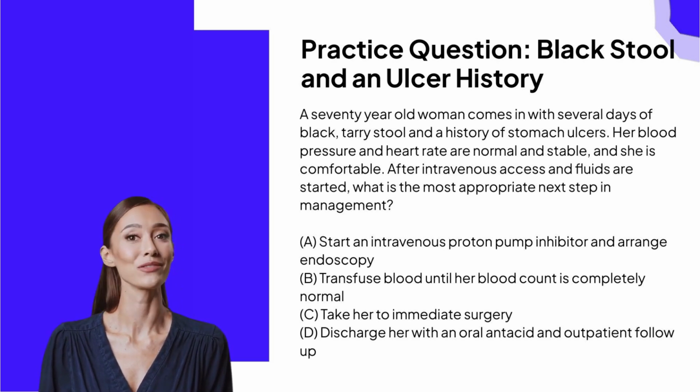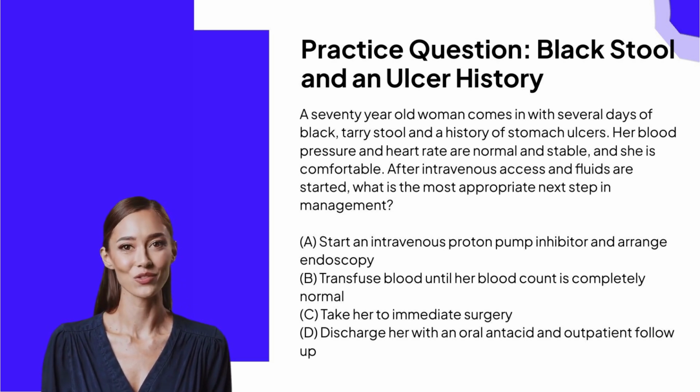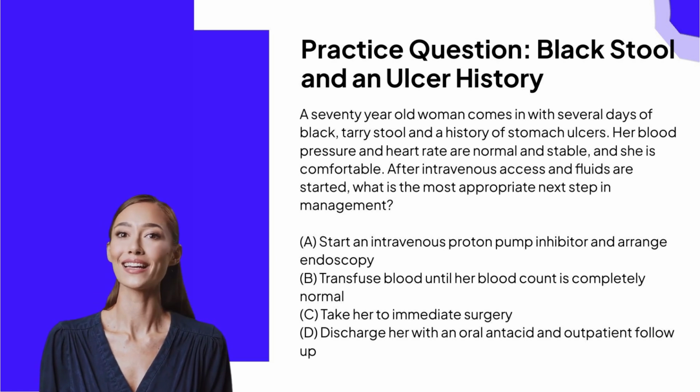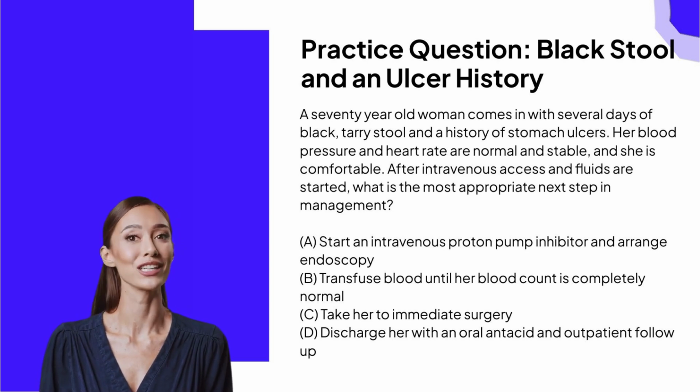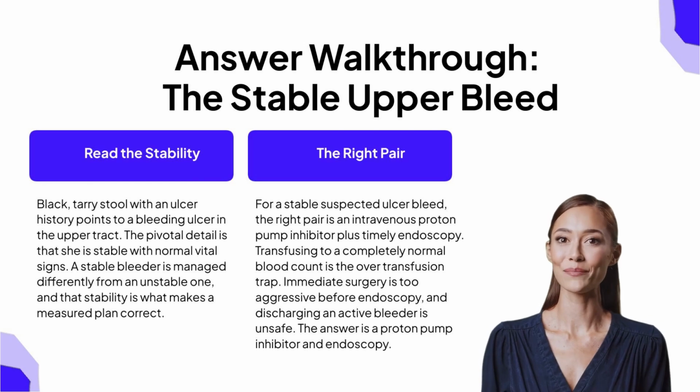Pause and choose. Your options are to start an intravenous proton pump inhibitor and arrange endoscopy, to transfuse blood until her blood count is completely normal, to take her to immediate surgery, or to discharge her with an oral antacid and outpatient follow-up. Think about what a stable patient with a likely bleeding ulcer needs, and watch for the overtransfusion and premature procedure traps. Let us break it down.